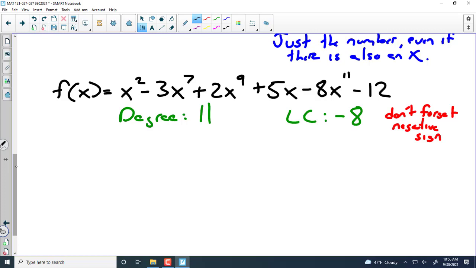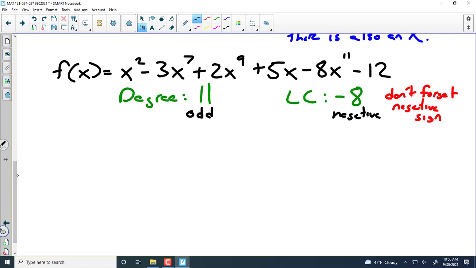What's interesting to me about these two things? What's interesting to me is that the degree is odd, and that the leading coefficient is negative. There'll be a reason for that later. Now, let's say someone gives you this one.